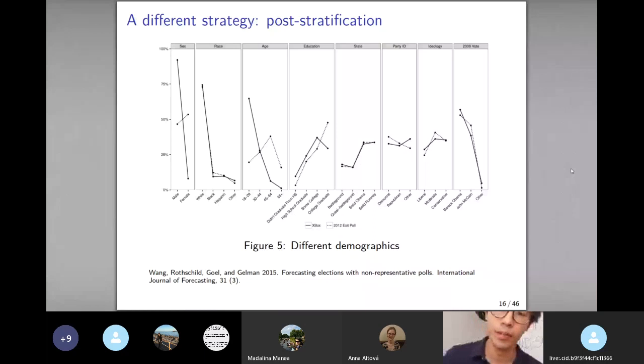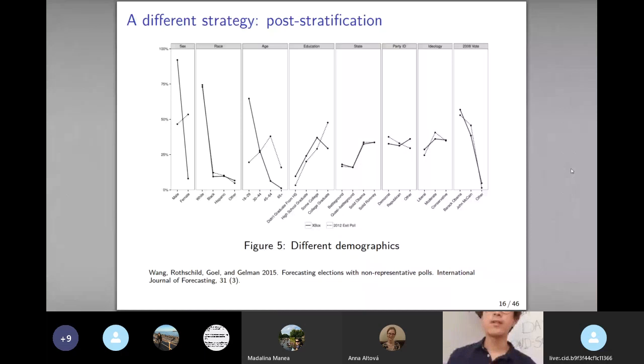And here we can see a bit in this graph the way in which they were not necessarily representative. So the Xbox population, much more male and also younger and more white. So especially those three showed this quite large divergence.